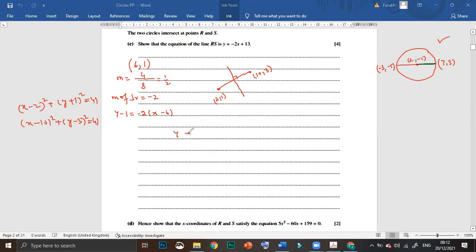Y is equal to minus 2x plus 12 plus 1. The final equation is y is equal to minus 2x plus 13. This is the equation of RS.